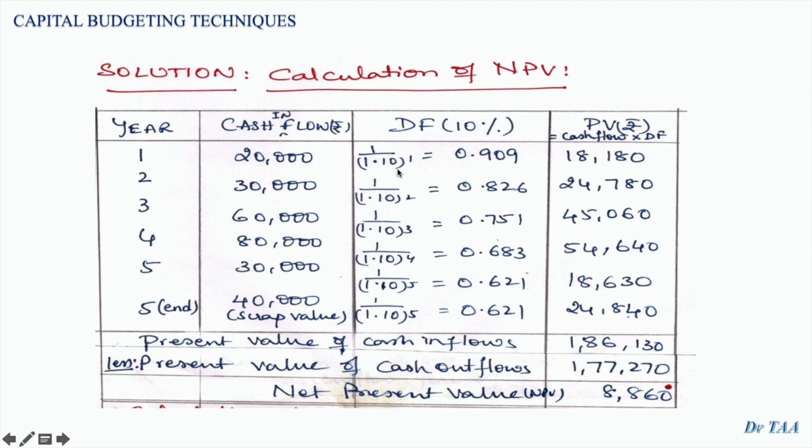Okay. So the discounting factor at 10% can be calculated like this. So 1 by 1.10 raised to the power of 1. How do you get this? 1 by (1 plus r) raised to the power of n, where r is 10% and n is the number of years. Okay. So for continuous 5 years we take, since the scrap value is in the 5th year only, we are taking it in the 5th year discounting factor. So you get the values like this. Multiply the cash inflows by the discounting factor, you get these values, where the present value of cash inflows is 1,86,130.